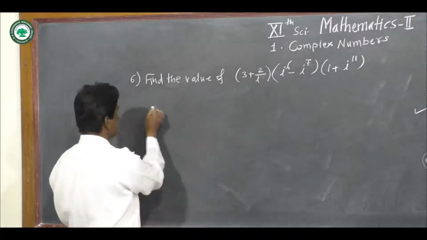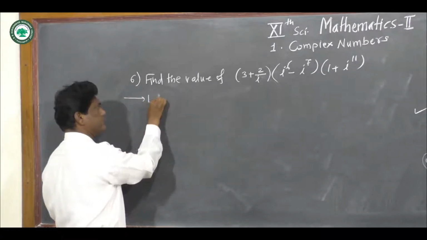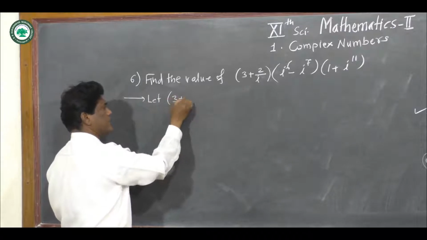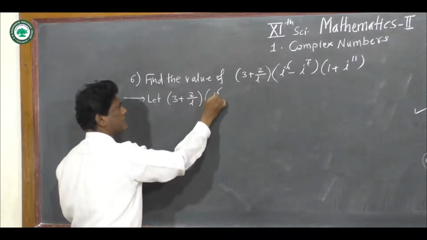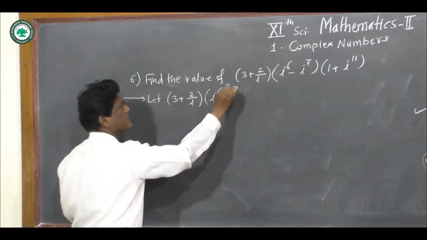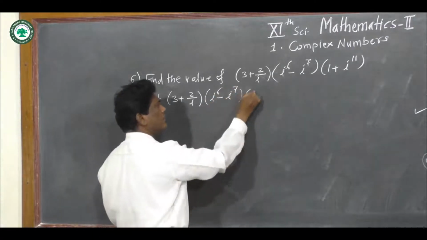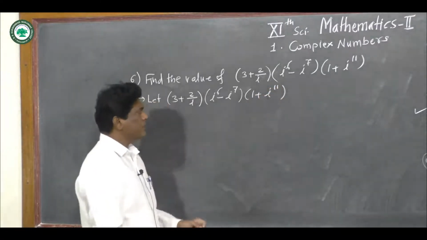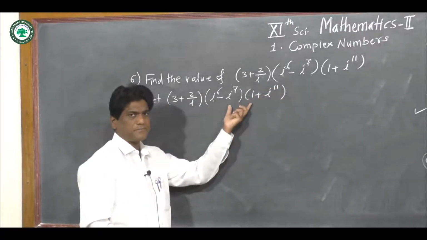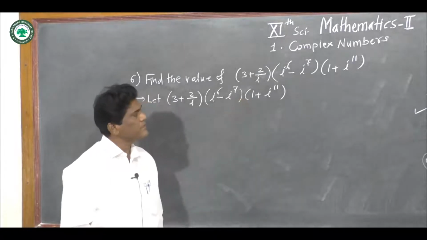So solution of this, consider, let (3 plus 2 upon i) into (i to the power 6 minus i to the power 7) into (1 plus i to the power 11). Now we solve firstly these two brackets. We take the product of these two brackets.